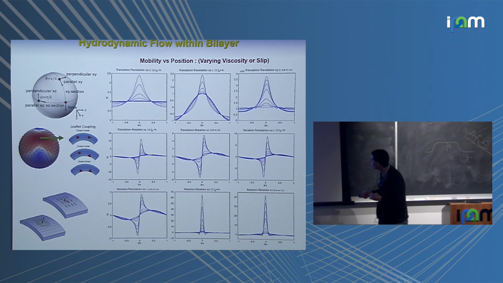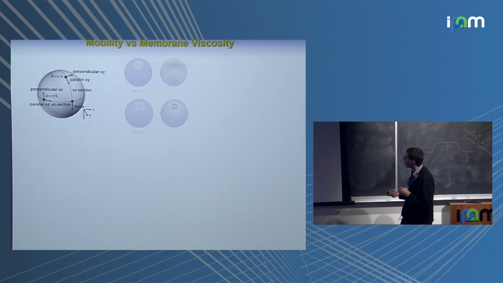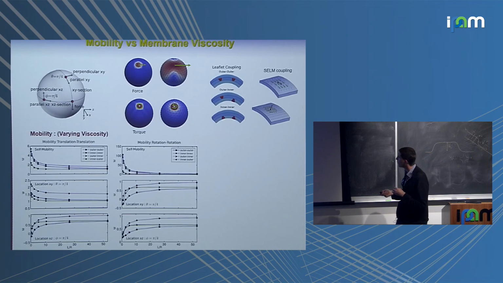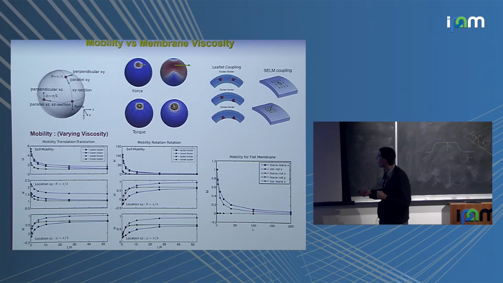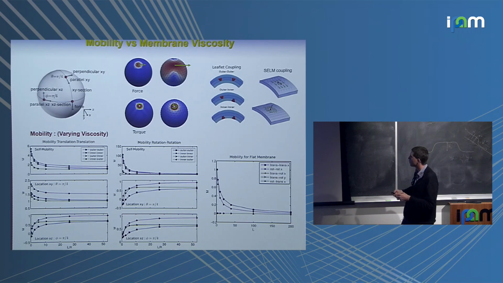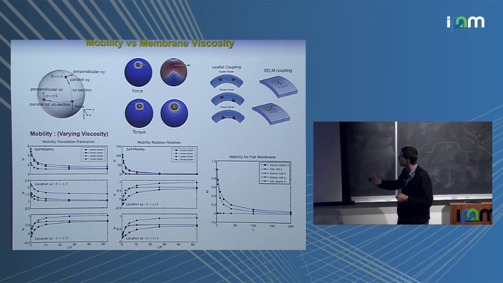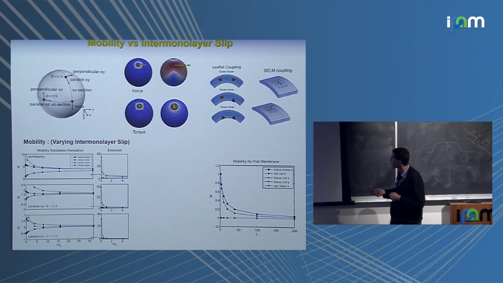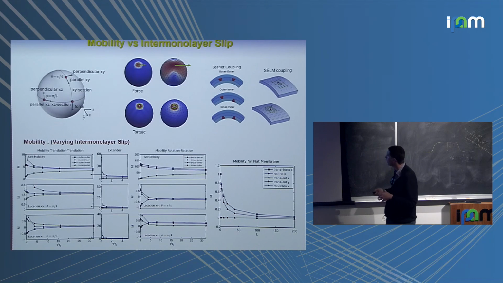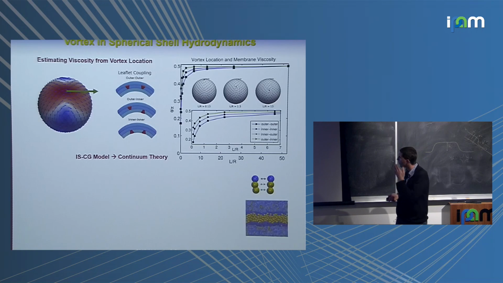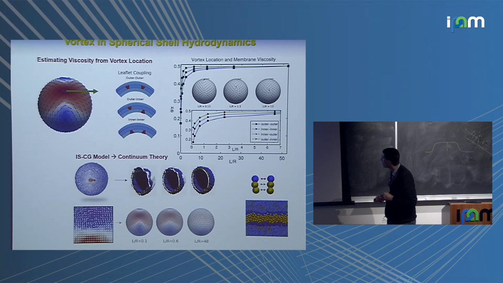And so these are just showing some results for the mobility profiles, and you can refer to our paper if you want, or we can discuss offline, which I'd be very happy to do. These are just showing how we can use these immersed boundary techniques to look at coupling between proteins that are either in the same leaflet or different leaflets, rotational and translational mobilities as a function of things like varying the viscosity or looking at things like varying the intermonolayer slip. And there's some very rich dynamics that occur, which I don't have time to go through.